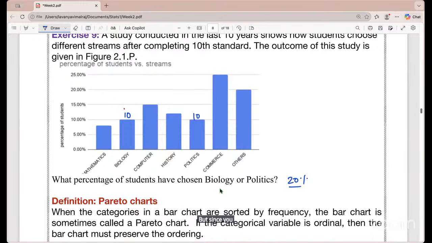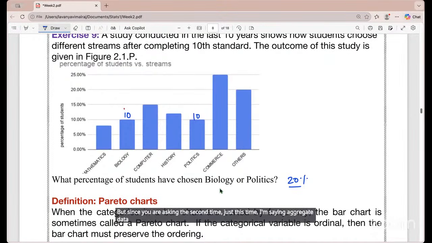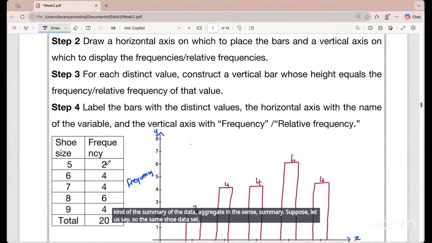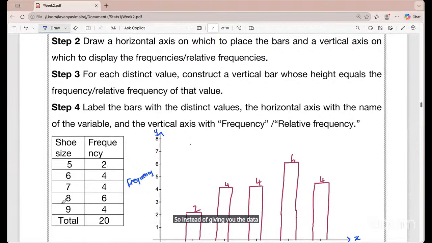But since you are asking the second time, just this time I'm saying aggregate data is not the complete data set given, but instead you are given the summary of the data. Aggregate, in the sense, summary. Suppose, let us say, the same shoe data set. Instead of giving you the data, now I have given this. This is kind of an aggregate data, you can say.